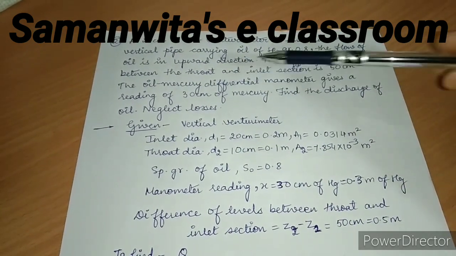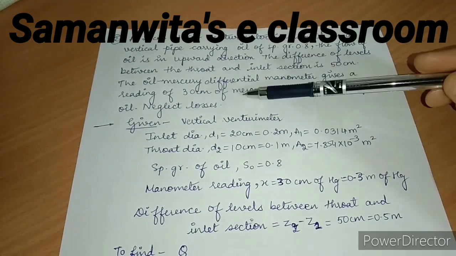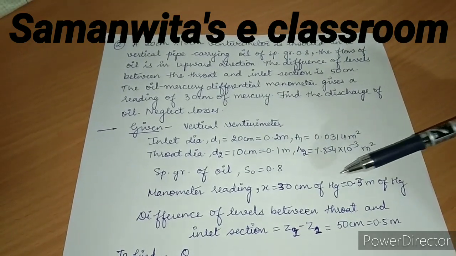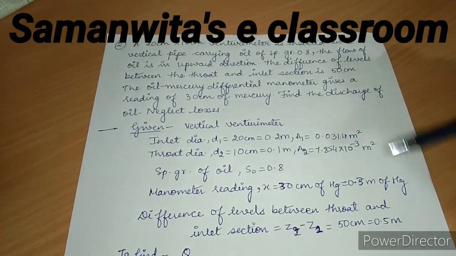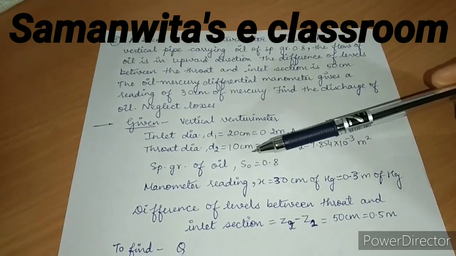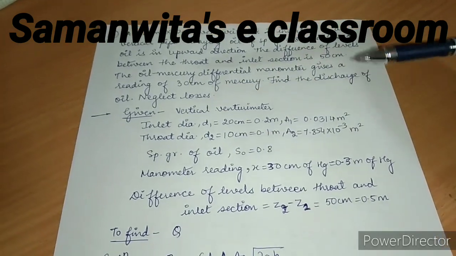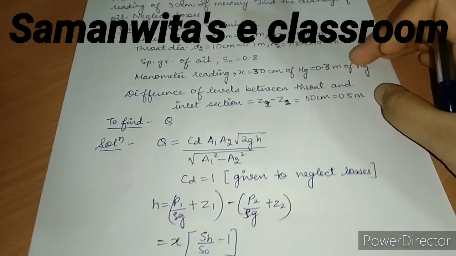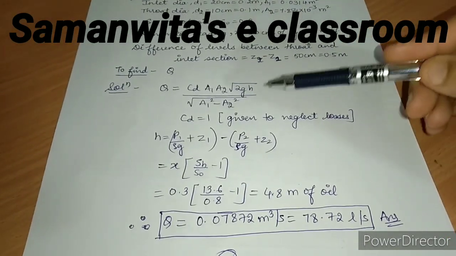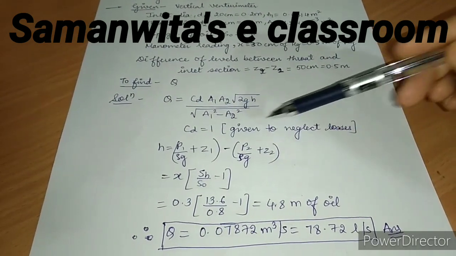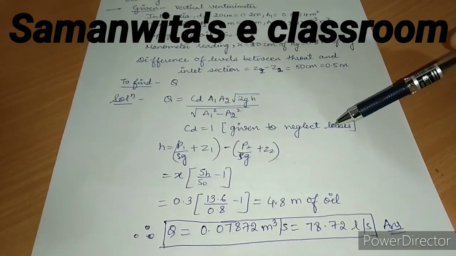The oil mercury differential manometer gives a reading of 30 centimeter. So the manometer reading X is given as 30 centimeter of mercury, which is 0.3 meter of Hg. Find the discharge of oil, neglect losses. The specific gravity is given as 0.8. We have to find the discharge Q. Q is given by this formula. CD is 1. I have assumed it 1 because it is said in the problem to neglect the losses.